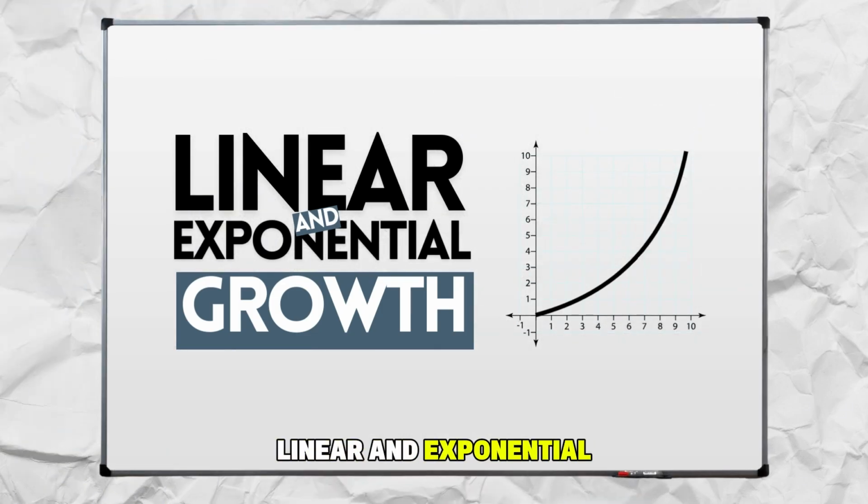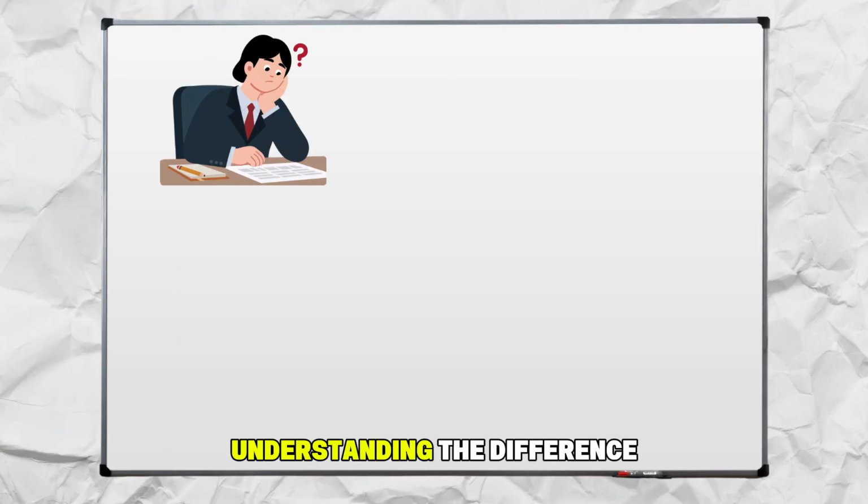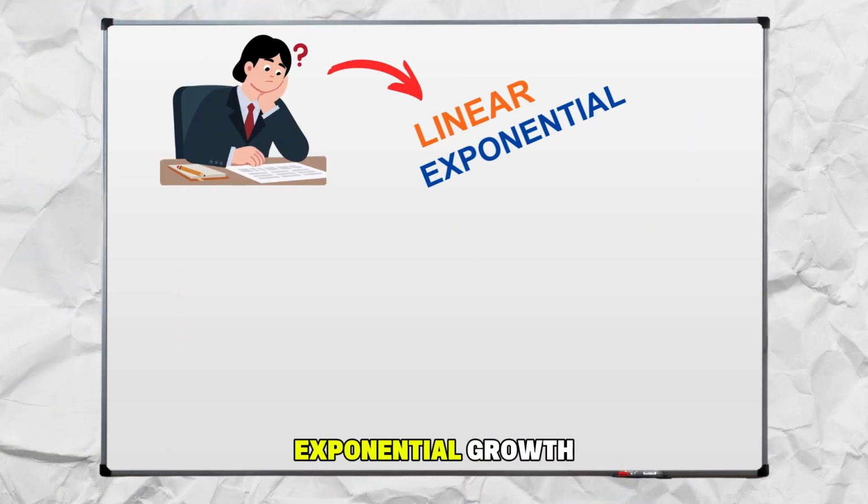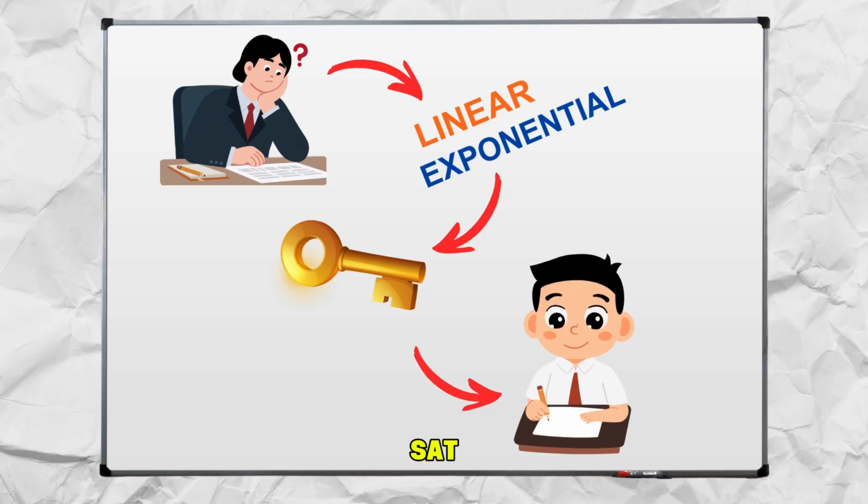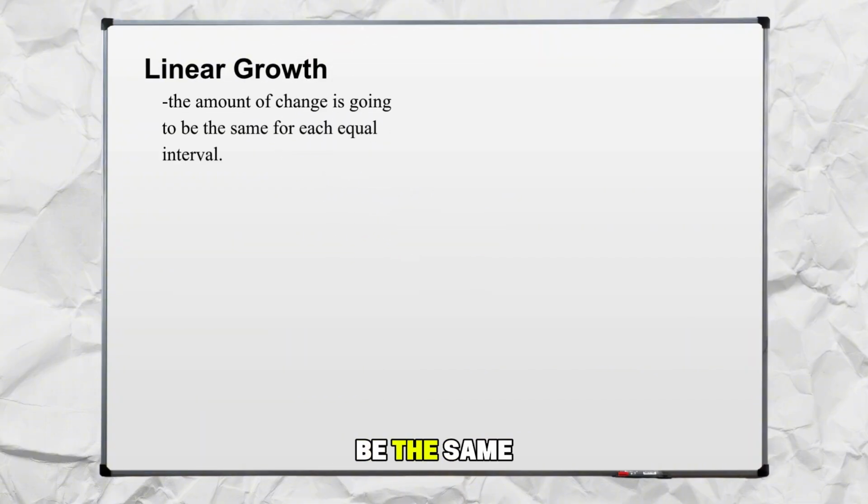Let's dive into linear and exponential growth. Understanding the difference between linear and exponential growth is going to be key for the SAT. Now, the difference all lies in how the rate of change behaves. In linear growth, the amount of change is going to be the same for each equal interval. If we graph it, it's always going to give us a straight line.